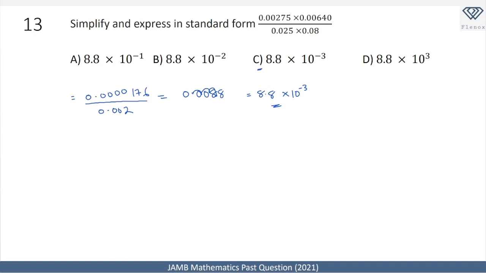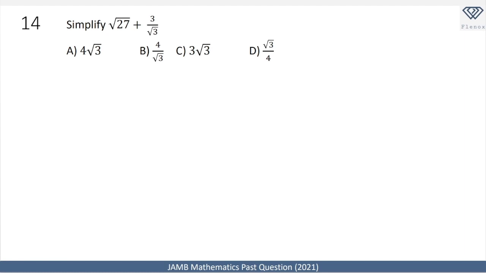In this question, we are told to simplify root of 27 plus 3 over root 3. Now this might seem a little bit complicated, but trust me, it's very simple. So what do we do here? Let me write down the question first. We have root of 27 plus 3 over root 3.